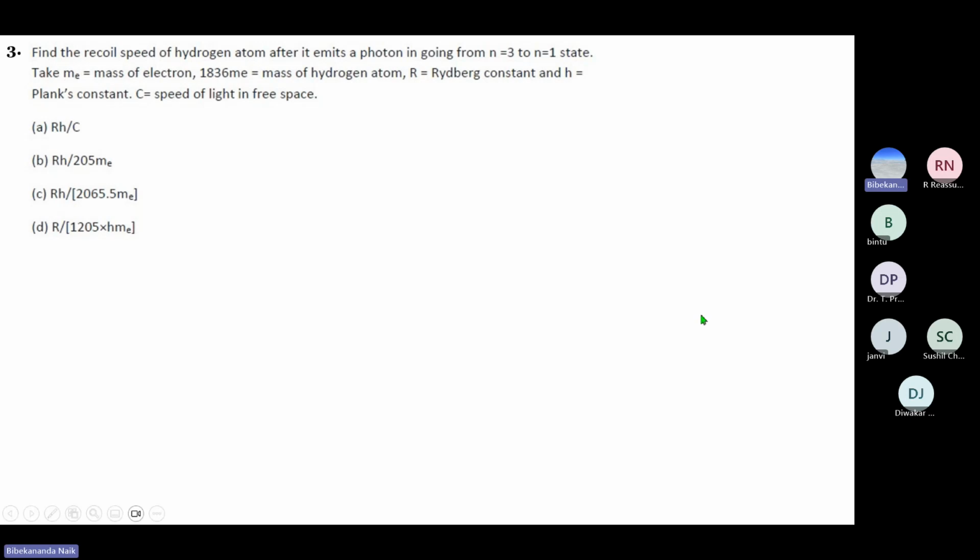Yes, anyone? What will be the recoil speed?